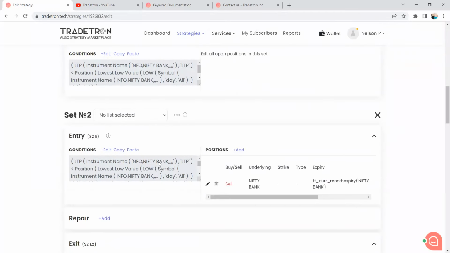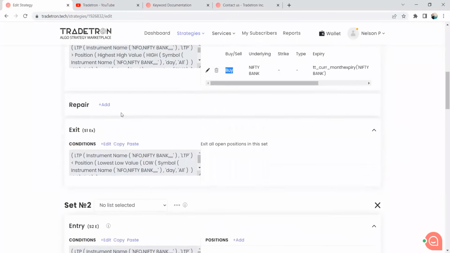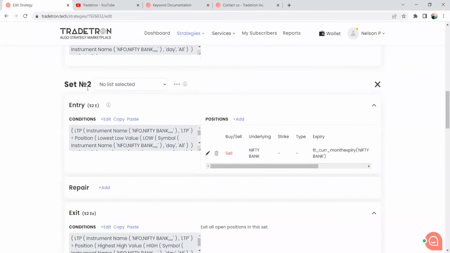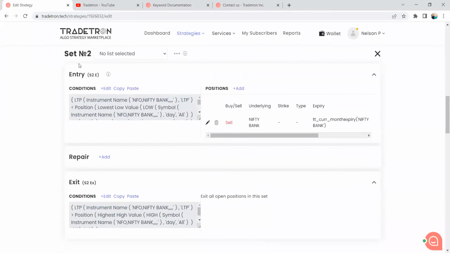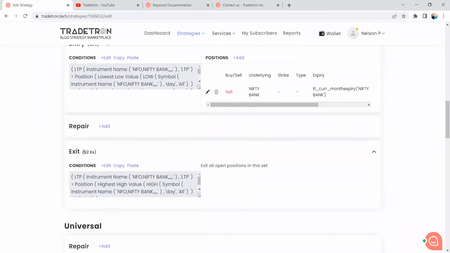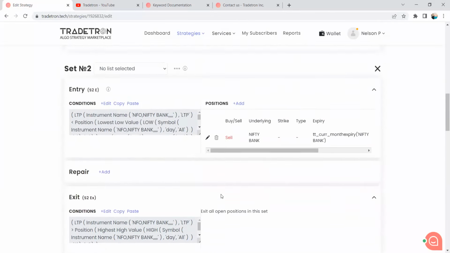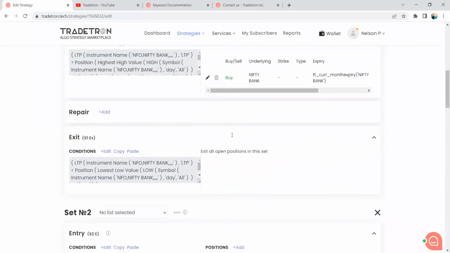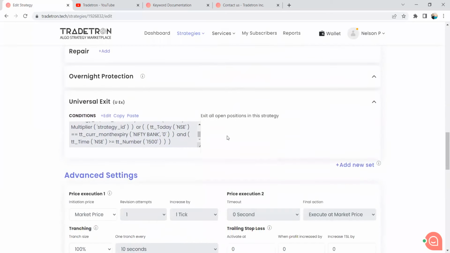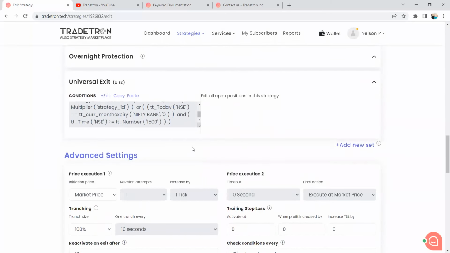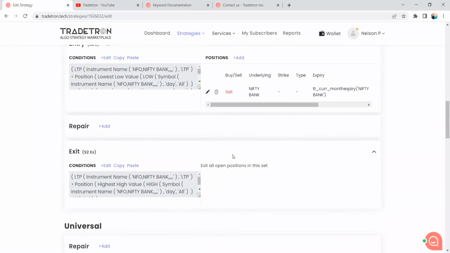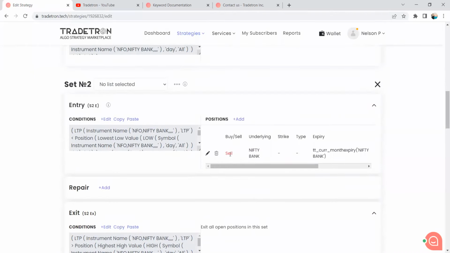Similarly, any position in set number 2 will not be exited from set number 1. So this will be independent. Set number 2 is independent of set number 1. So for the entry of a short position, only the short position will be exited from set number 2 exit. But this universal exit will check all the positions that are open in set number 1, 2, 3, 4, or however many sets you have. It will check all the positions and square them up. All of them will be squared up from universal exit. Okay. So you can try it in paper trading. You will automatically get a hang of it.